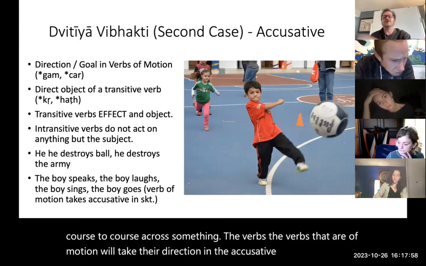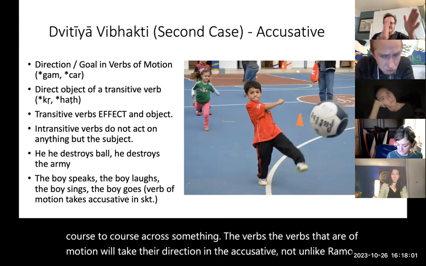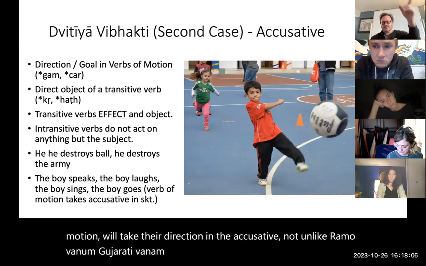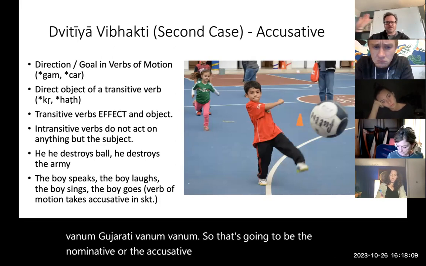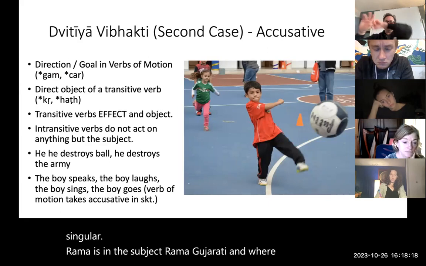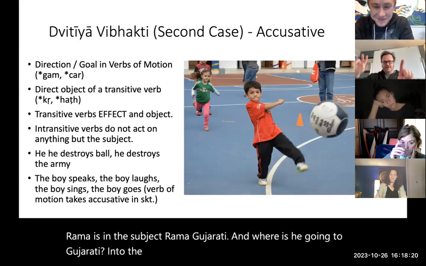the verbs that are of motion will take their direction in the accusative. Not unlike Rāma vanam gacchati. Vanam. So that's going to be the nominative or the accusative. Gacchati from gum, that's in the singular. Rāma is the subject. Rāma gacchati. And where is he going to gacchati? Into the accusative. Vanam. Yes.